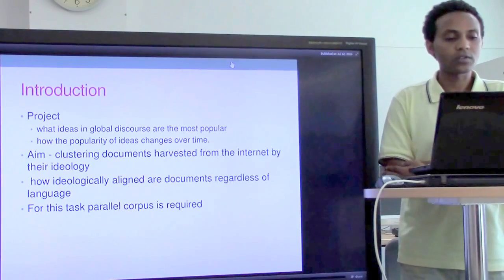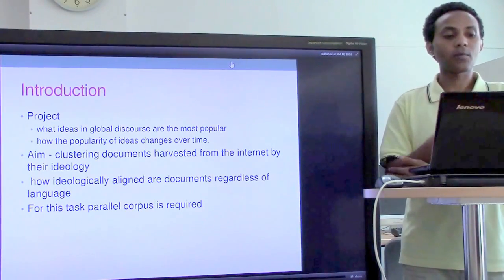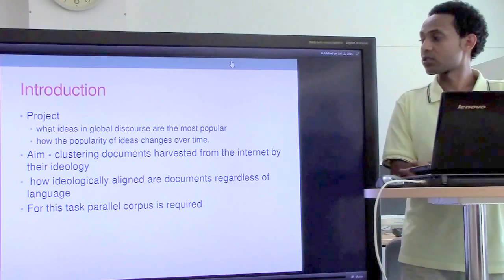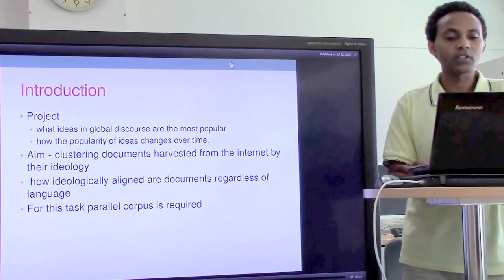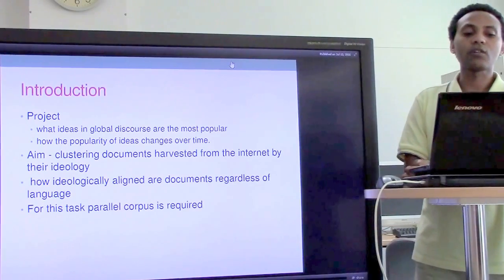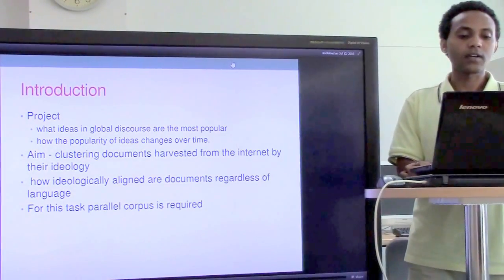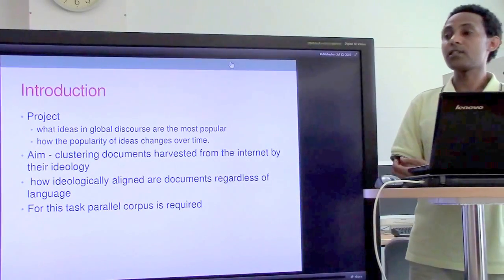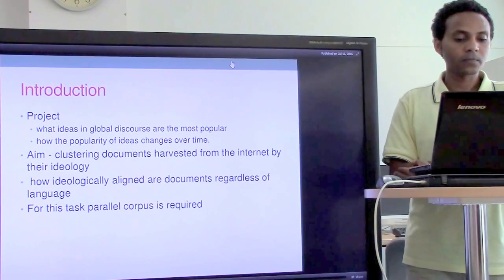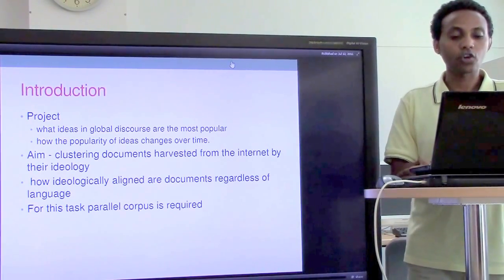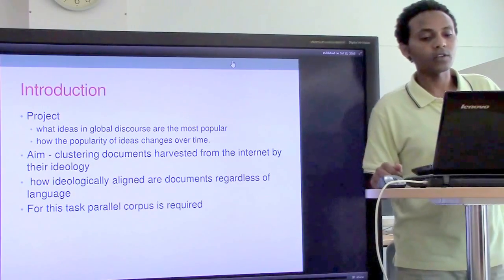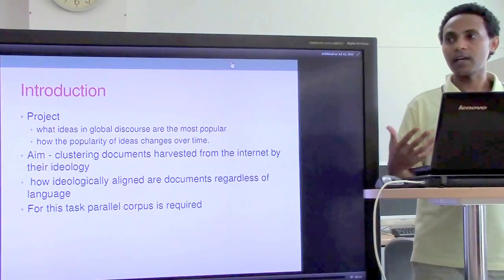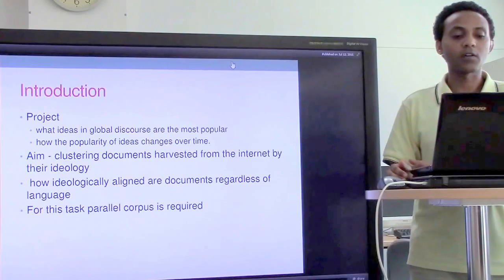So this research was part of another bigger project, and in that project the authors are seeking to find a solution for these two questions. The first one is, what ideas in global discourse are the most popular, and how does the popularity of ideas change over time? So this research is an ideology clustering task, which aims to cluster documents from the internet based on their similarity of ideology. So they want to see how ideologically similar documents are, regardless of the language in which they are written. And for this task, they needed a parallel corpus. So they are considering the Bible as one of the alternatives for this bigger project.